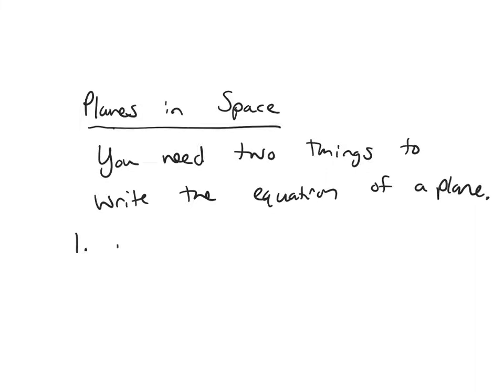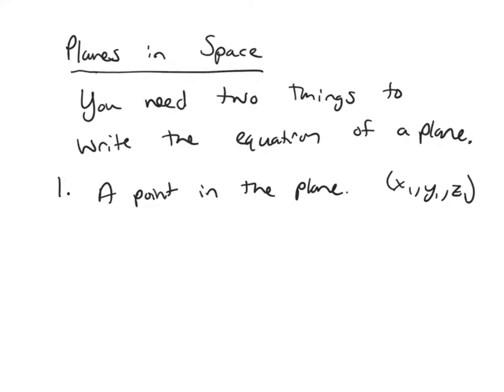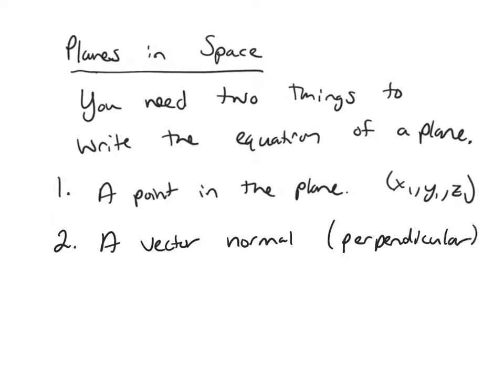One, you're going to need a point in the plane, so x1, y1, and z1. And number two, you're going to need a vector normal, i.e., perpendicular to the plane. So this vector, I'm going to give it the name n, and I'm going to label the entries as A, B, and C.